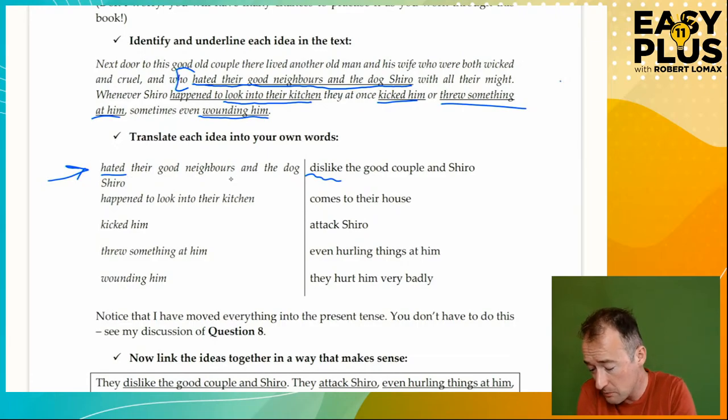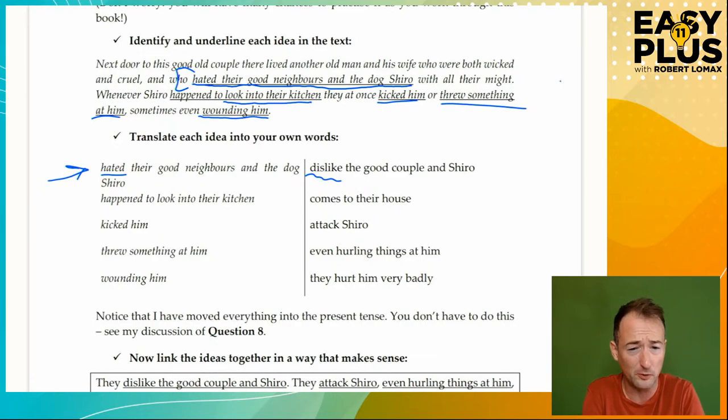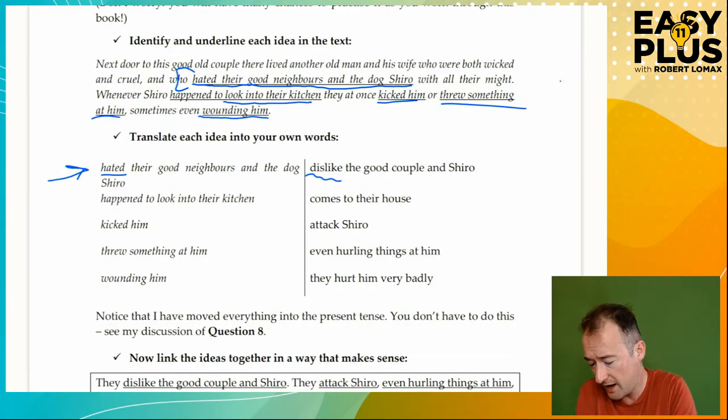Their good neighbours. Okay, so the good couple. I know I've got good, I suppose, maybe we could say the other couple or the old couple. But the main thing is I've shown I understand that the neighbours are the couple with whom we started the story. And the dog, Shiro. So I've got a phrase that has the same meaning but shows some understanding. Hated their good neighbours and the dog, Shiro. We can write as dislike the good couple and Shiro.